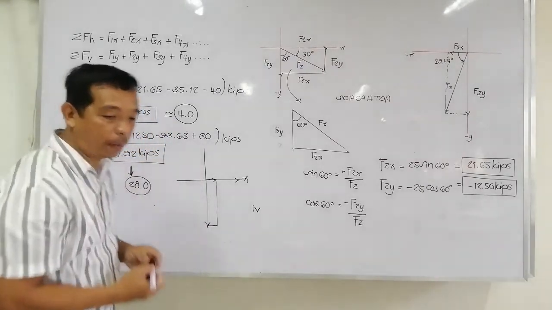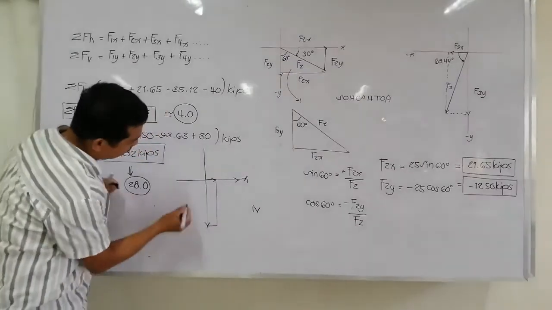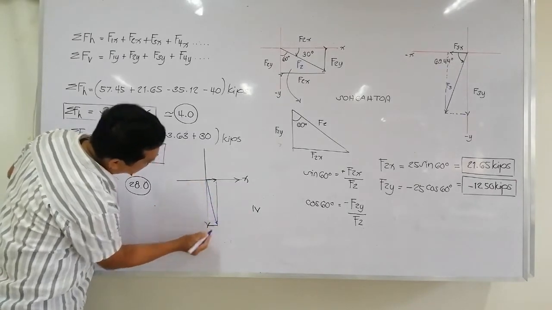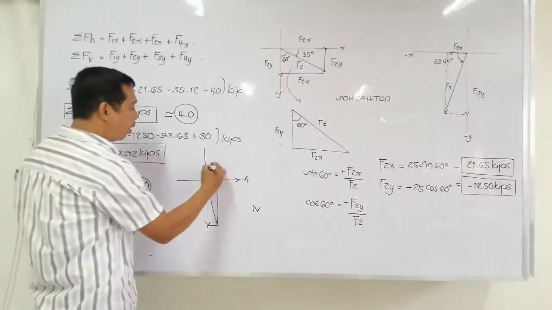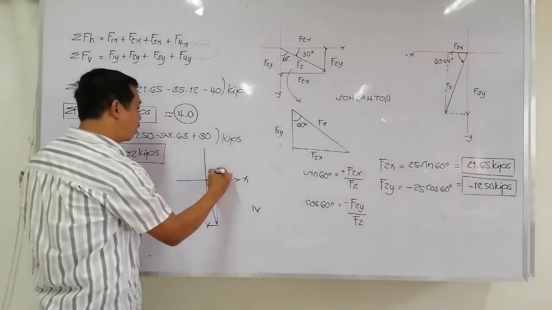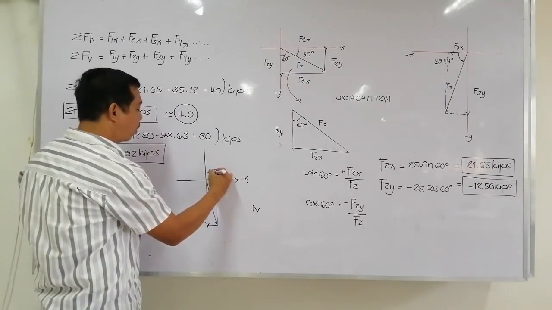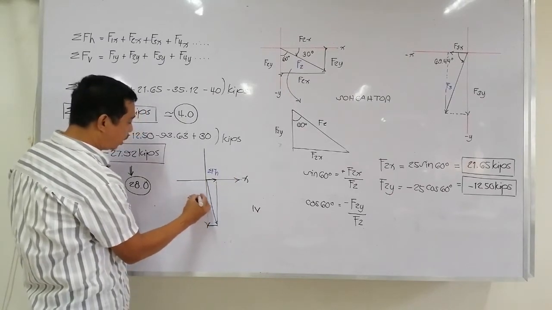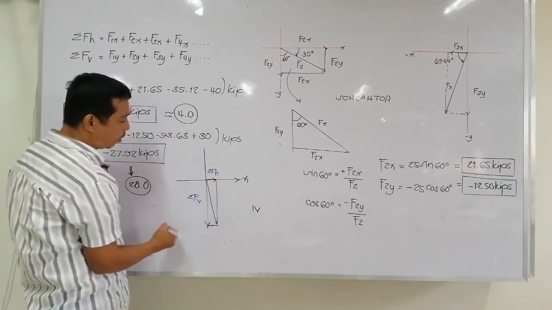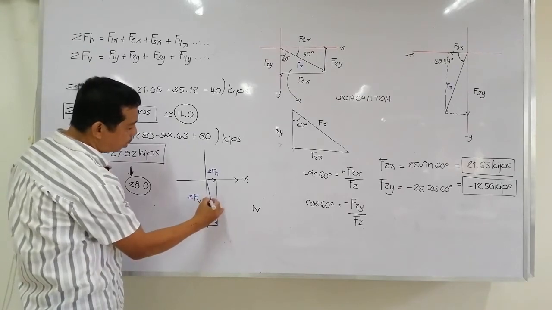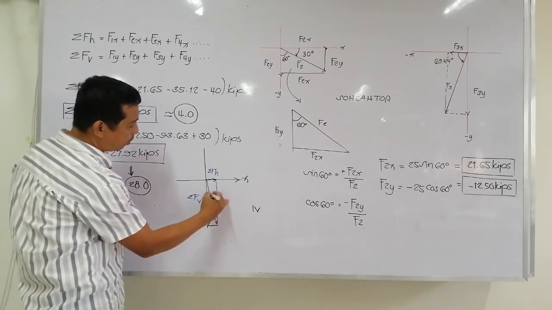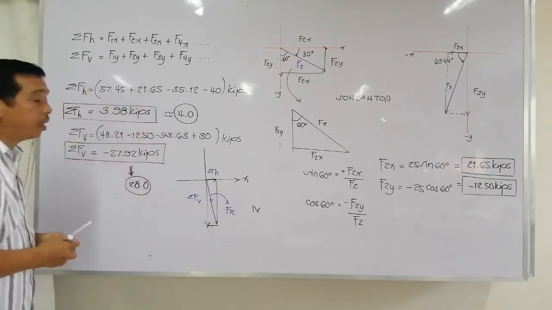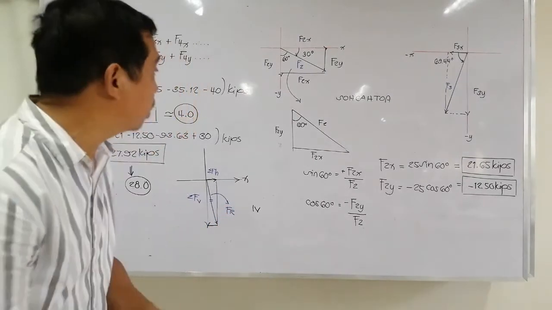So, gagawa tayo ng parallelogram. Narito yung resultant natin. Yan ang resultant natin. Because you have here summation of forces along the vertical and horizontal, and these are the summation of forces along the vertical y-axis. Lalabas na ito ang iyong FR. Yan ang iyong FR.